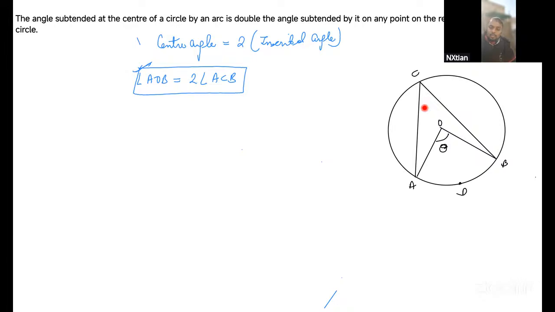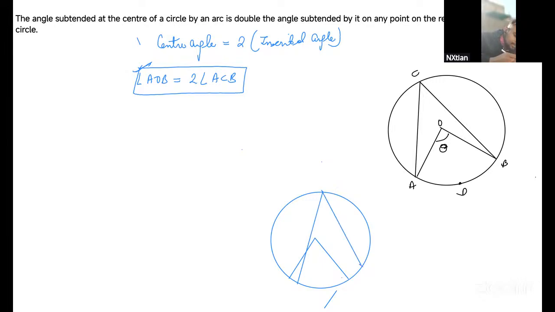But the condition is that the same arc should be there. For example, if this is a circle, and this is A, this is B, this is C, this is D, this is O, and this is E. Now A and C make an angle at the center, but B and D make an angle on the circumference. In this case, this theorem is not applicable.